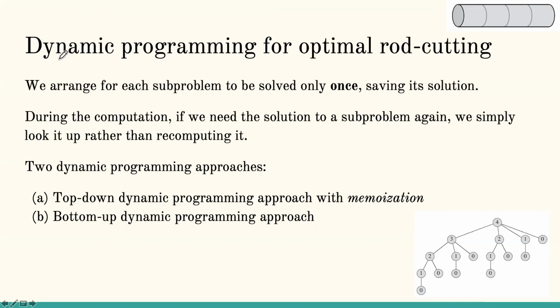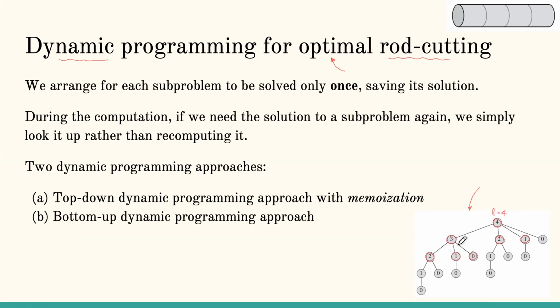Let us see how dynamic programming can be used to solve the rod cutting problem, that is, to find an optimal rod cutting. Here is a subproblem tree for the rod cutting problem for a rod of length equals 4. If you remember, we know that solving the optimal revenue for a rod of length 4 involves solving for length 3, 2, 1, and further 3 needs to be solved for a rod of length 2, 1, 0, and so on.